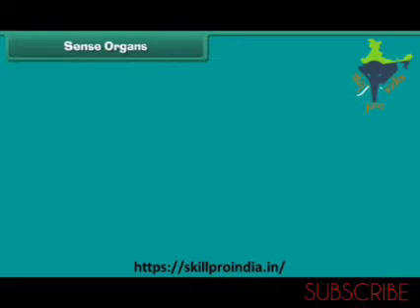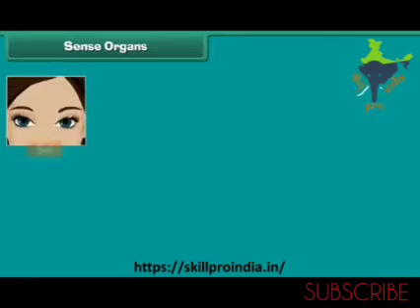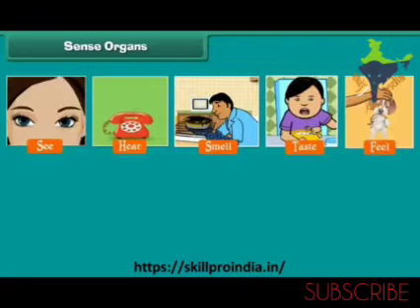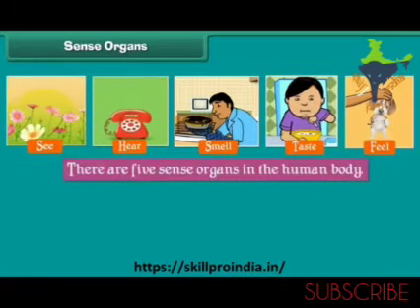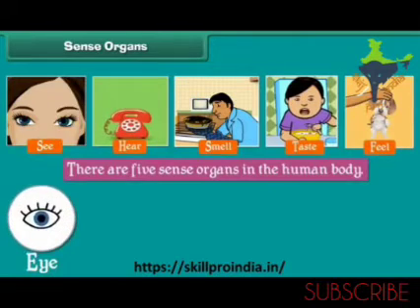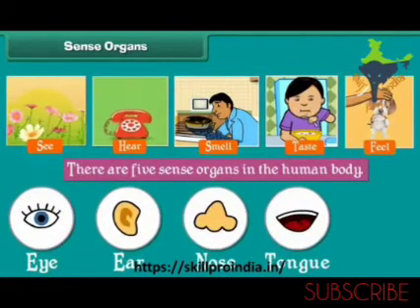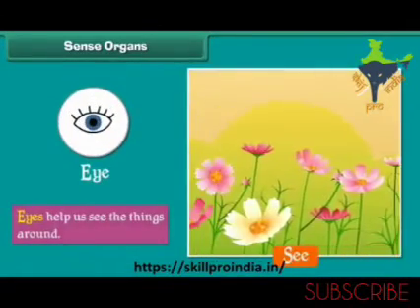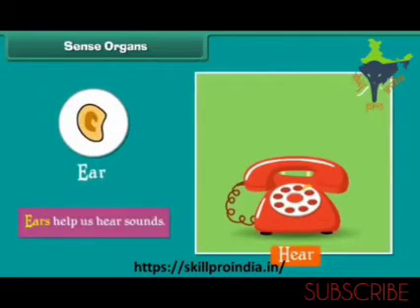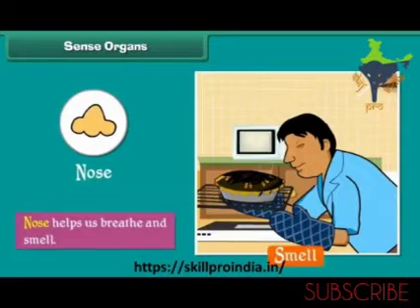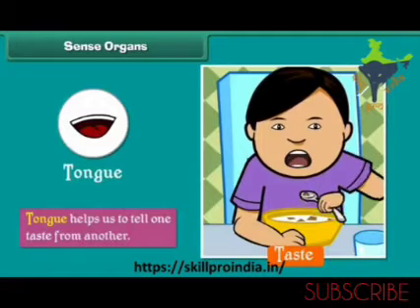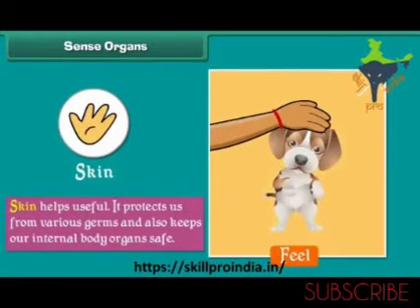Sense organs. The organs that help us to see, hear, smell, taste, and feel are called sense organs. There are 5 sense organs in the human body. They are eyes, ears, nose, tongue, and skin. Eyes help us to see the things around. Ears help us to hear sounds. Nose helps us to breathe and smell. Tongue helps us to tell one taste from another. Skin protects us from various germs and also keeps our internal body organs safe.